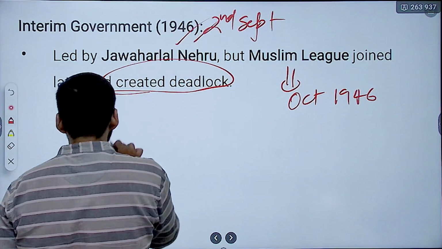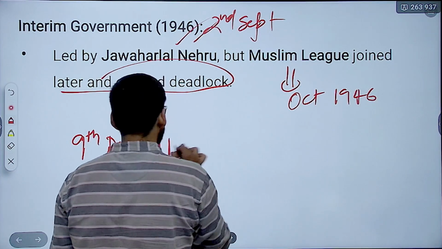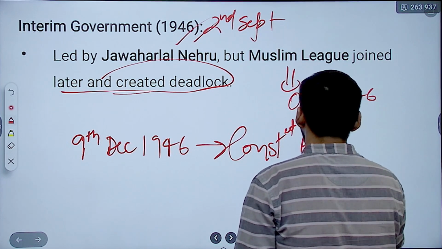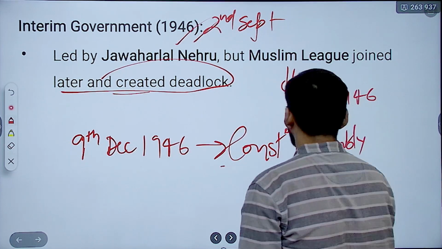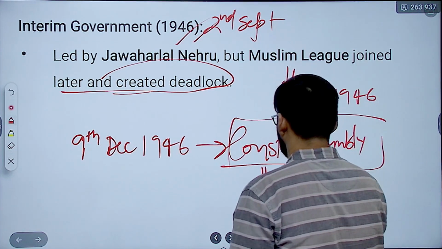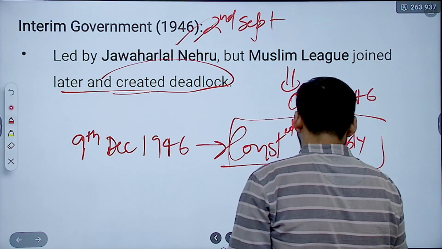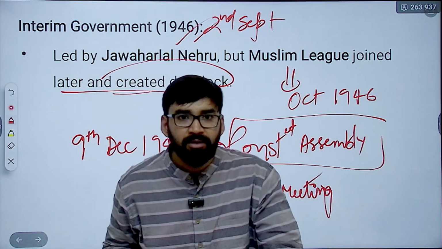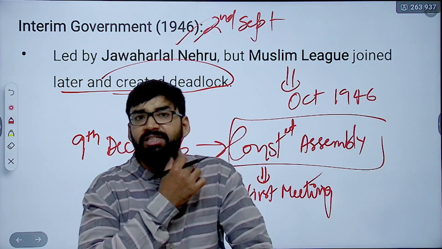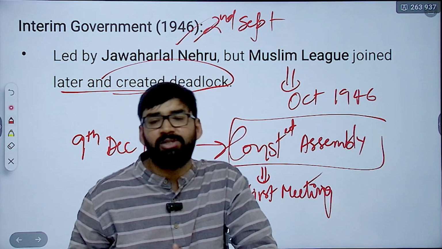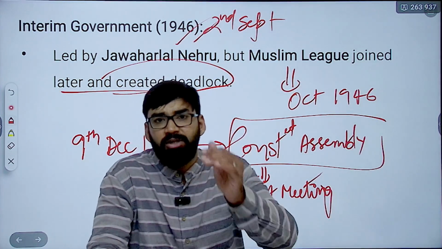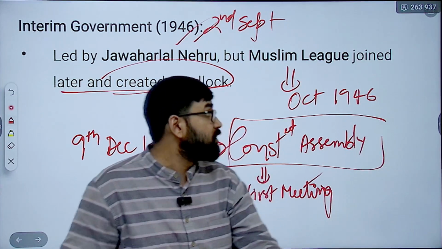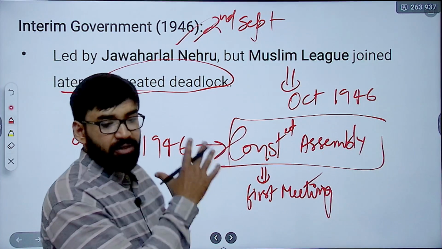And after this, as you can see here, after this what happened? Finally, on 9th of December 1946, the Constituent Assembly's first meeting took place. And on 11th of December 1946, Dr. Rajendra Prasad was elected as the president of the Constituent Assembly, and B.R. Ambedkar was made the chairman of the drafting committee. This was there till 1946.